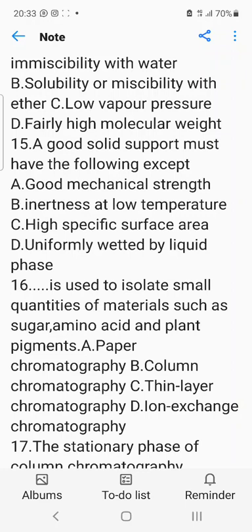So what is the answer? A good solid support must have the following except: good mechanical strength, inertness at low temperature, high specific surface area, and uniformly wetted by liquid phase. The answer is B. It must be inert at high temperature, and not at low temperature.